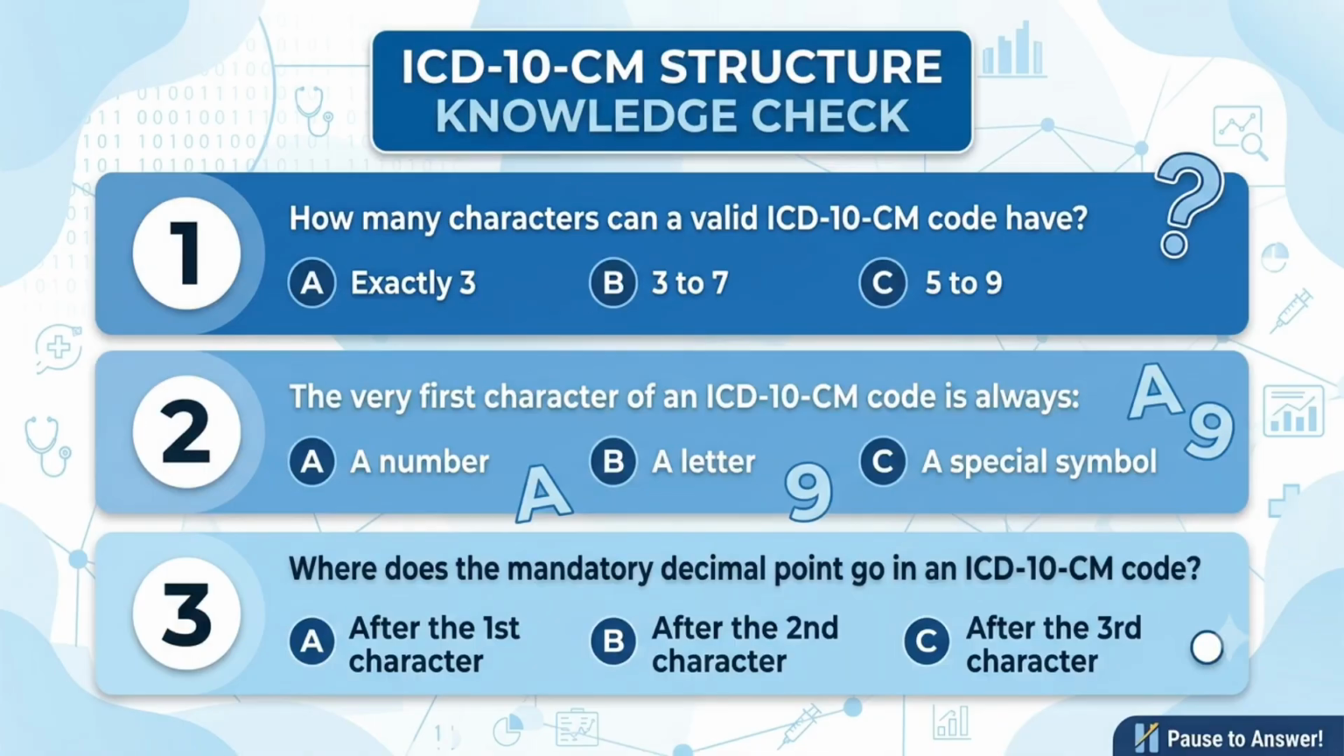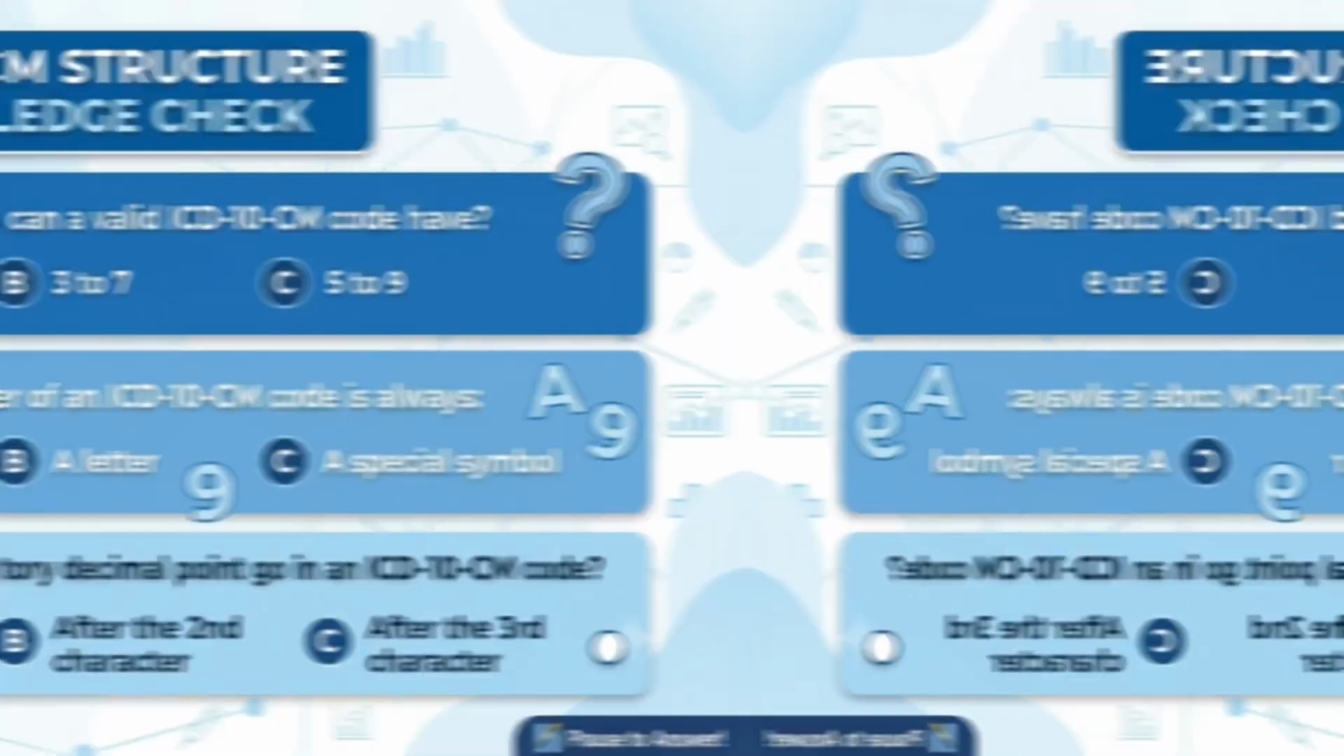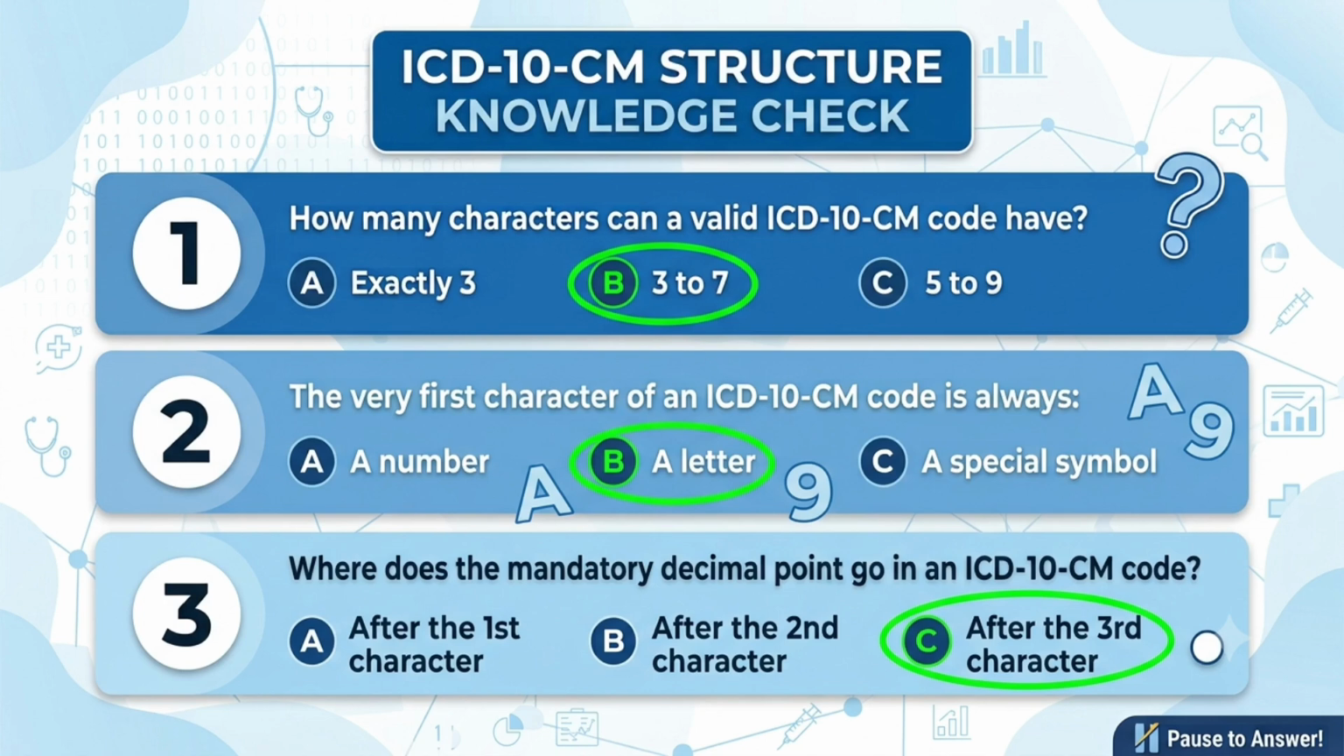All right, team. Let's test your coding anatomy knowledge with a quick ICD-10-CM structure check. On screen, we have 3 rapid-fire questions covering code lengths, the very first character type, and where that mandatory decimal point belongs. Take a look at the options, and pause the video right now to lock in your final answers before I reveal the results. And time's up! Let's see how you did.